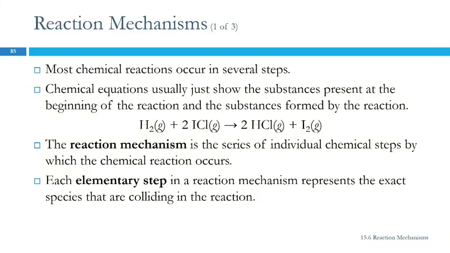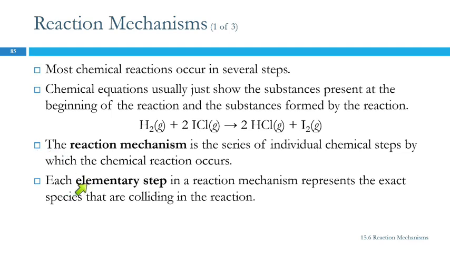So as mentioned in the video, most chemical reactions actually occur in several steps. The chemical equation that we are given is just showing the things that are present at the beginning and the things that are formed. It's not telling us about how they interacted, what intermediates they made, or anything like that. That would be the reaction mechanism. That's going to be a series of individual chemical steps that actually tell us how the chemical reaction occurs.